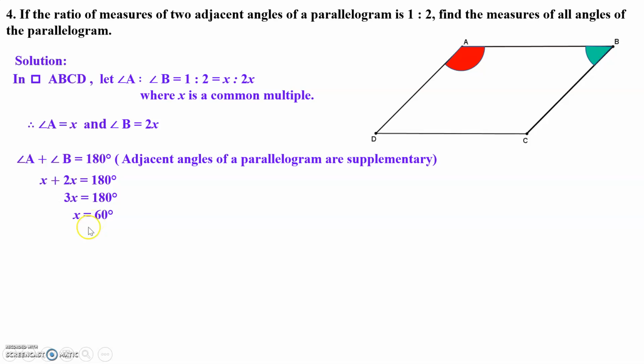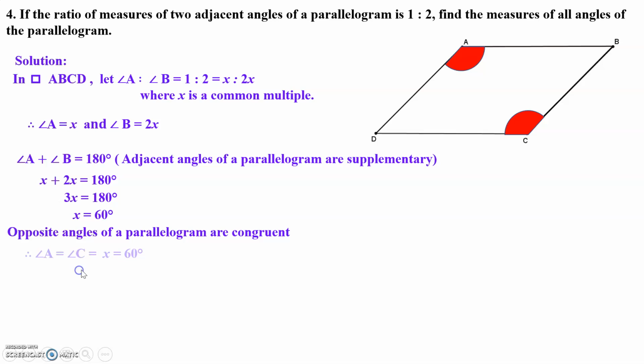X will be 60. So once we have got the value of x, we can find the value of A and C. Why? Because A and C are opposite angles. Opposite angles of a parallelogram are congruent. So we can write that angle A will be equal to angle C equal to x, equal to 60 degrees. Similarly, we can write angle B is equal to angle D equal to 2x equal to 2 into 60 degrees equal to 120 degrees.